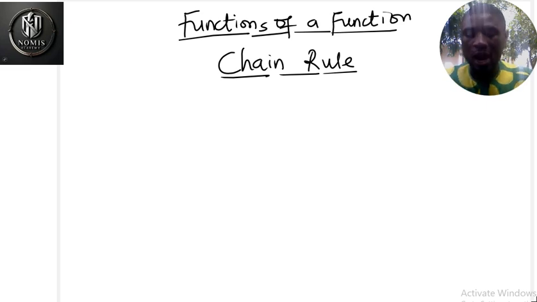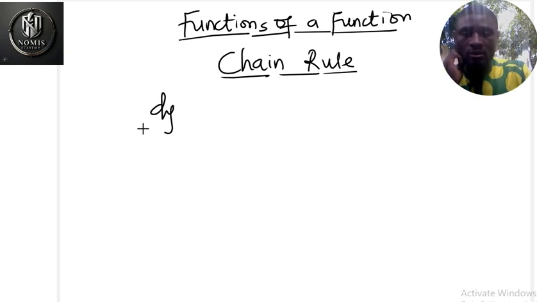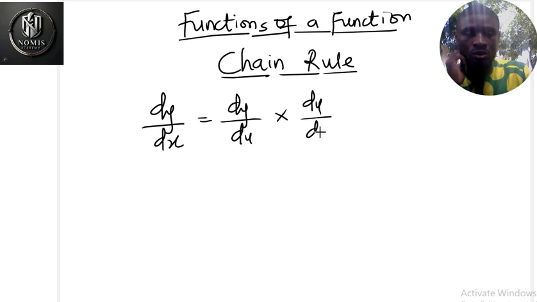Supposing we know that y is a function of u and u itself is a function of x, then we say that the derivative of y, which is dy/dx, is equal to dy/du multiplied by du/dx. So this is what the chain rule is saying. dy/dx is equal to dy/du multiplied by du/dx. So this is the chain rule.